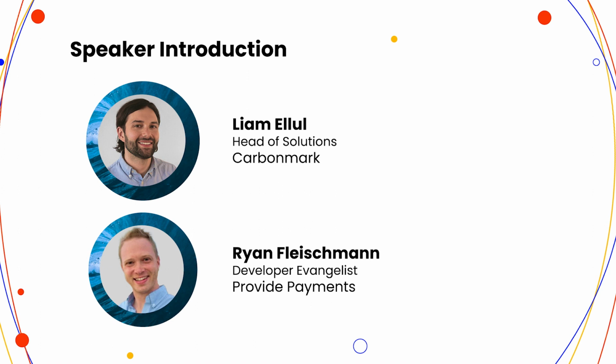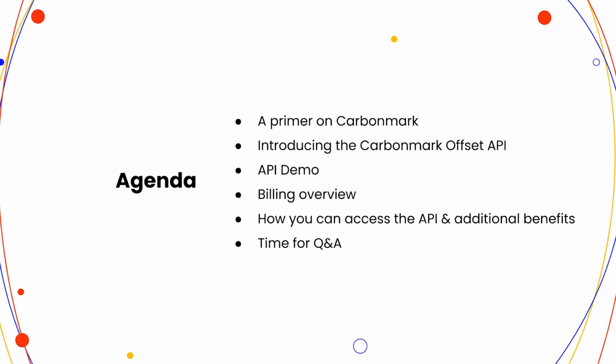Thanks so much, Ryan. So the agenda for today, we're going to start with a brief primer on specifically what is Carbonmark for people that might not fully be familiar with what Carbonmark is and the core platform for Carbonmark. I'm then going to move into a high-level overview of the Carbonmark Offset API, what problems the Carbonmark Offset API solves, and some of its capabilities that exist and are ready for integration today. And then we're going to hand over to Ryan to do a quick API demo, really to show you how easy it is to integrate.